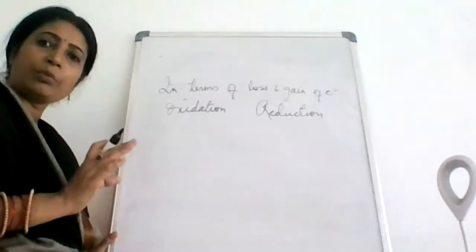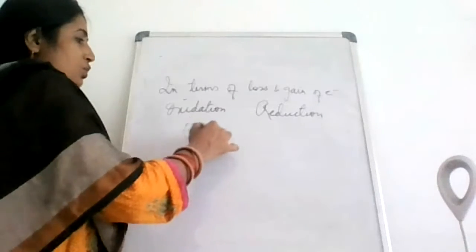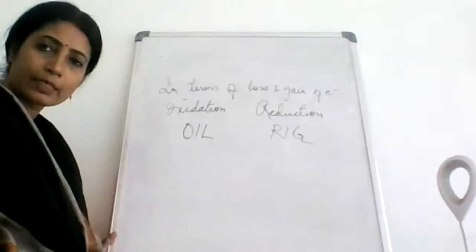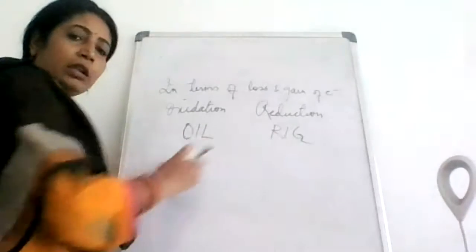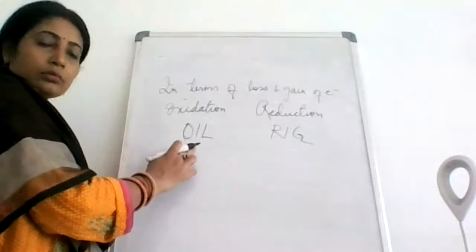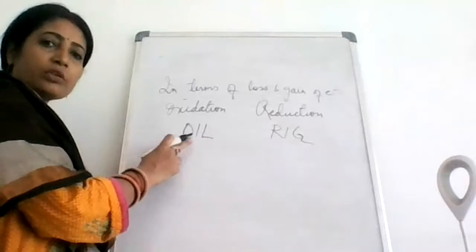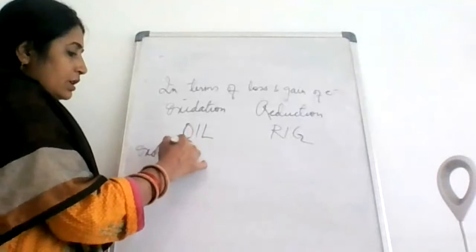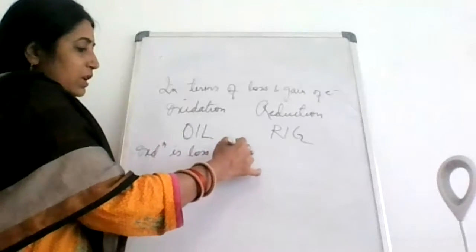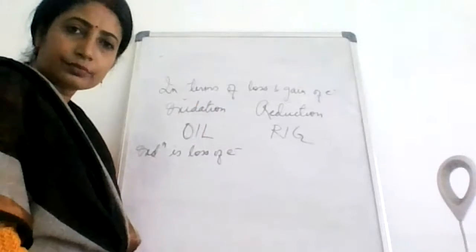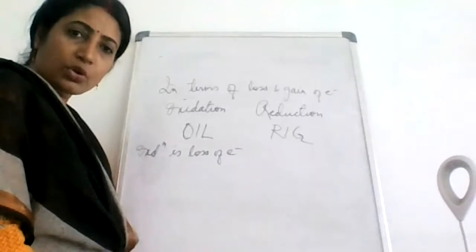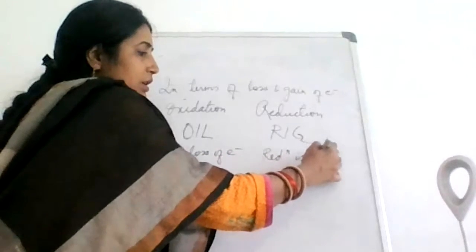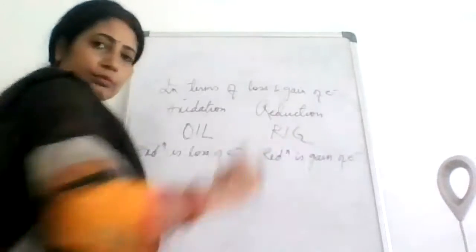For this, simply remember one thing: OIL RIG. What is OIL? O for oxidation, I for is, L for loss. Oxidation is loss of electron. And what is RIG? R for reduction. Reduction is gain of electron.